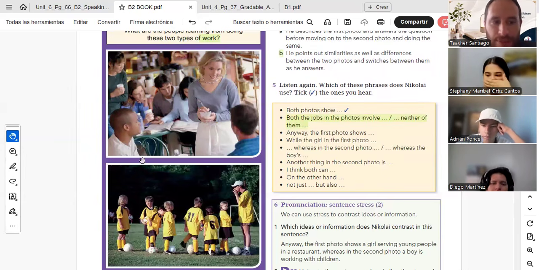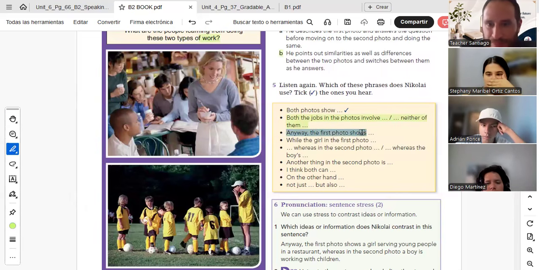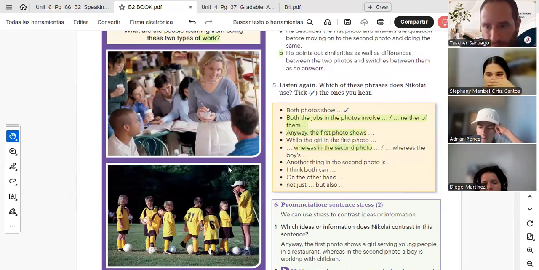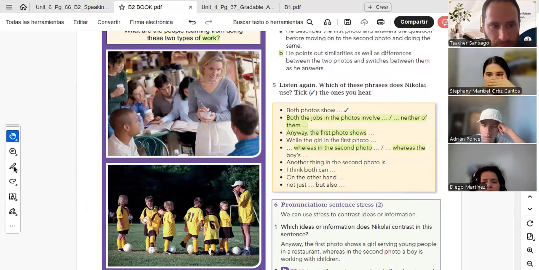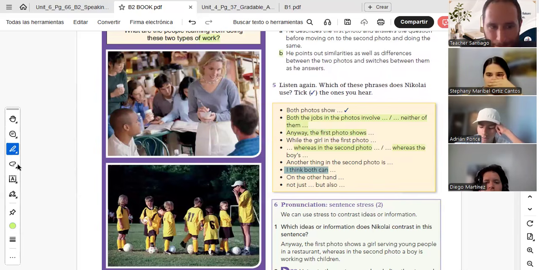Anyway, the first photo shows a girl serving young people in a restaurant, whereas in the second photo, a boy is working with children and coaching them to play football. The girl's job may be full-time, whereas the boy's is probably part-time. I think both can learn a lot from these jobs. The girl can learn how to keep customers happy, while the boy has to keep children in order.